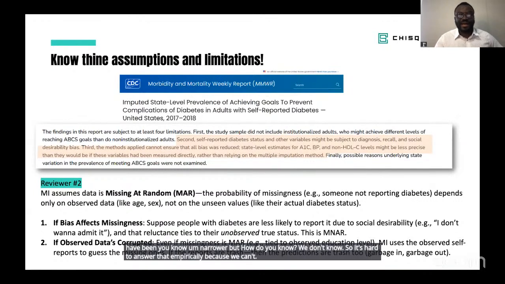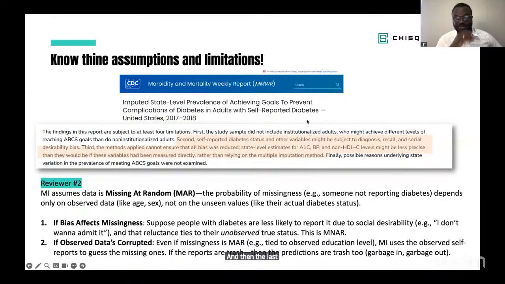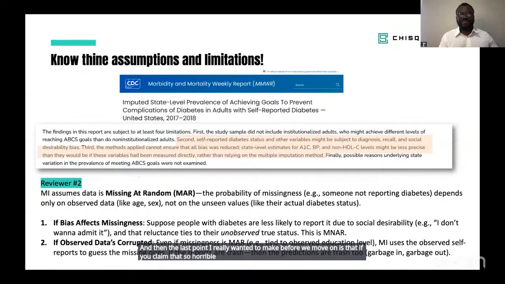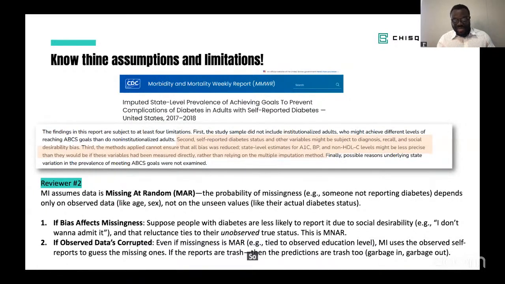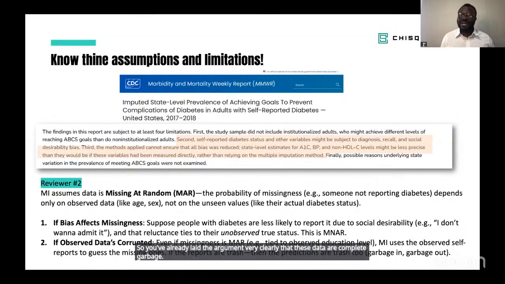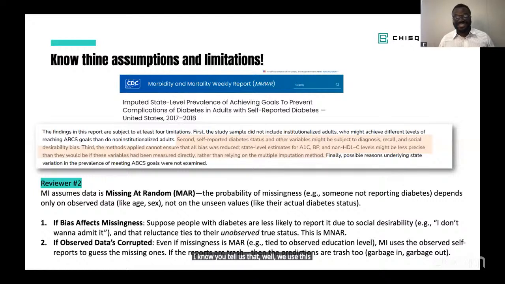And then the last point I really wanted to make before we move on is that if you claim the data is horrible because of self-report, then it begs the question of why you are using multiple imputation. Remember, garbage in, garbage out. Multiple imputation is a prediction exercise. We're predicting the next value based on what we have seen. So you've already laid out the argument very clearly that this data is complete garbage, and then you tell us that you use this garbage to make predictions. That's a real head scratcher.